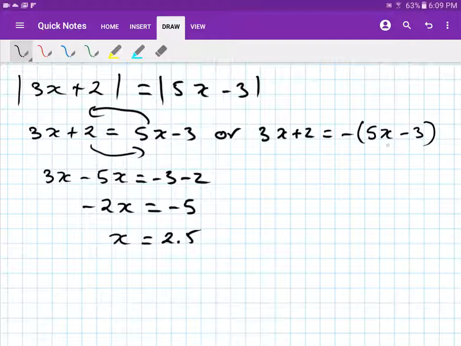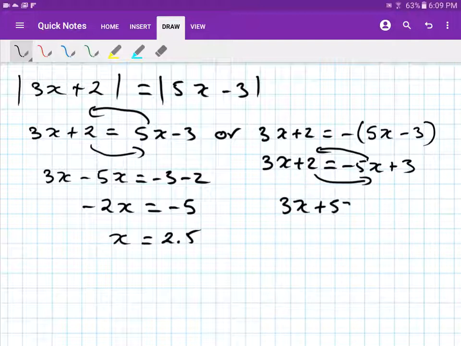Now, on the right hand side here, to solve this equation, of course, step number 1, I need to remove the bracket first. So I just go 3x plus 2 equals negative 5x plus 3. Then I move the 5x on this side, the 2 on that side. So that means 3x plus 5x is the same as 3 minus 2. 3 plus 5 is 8. So that means 8x equals 1. Now what I do, I divide by 8. So x is equal to 1 over 8.